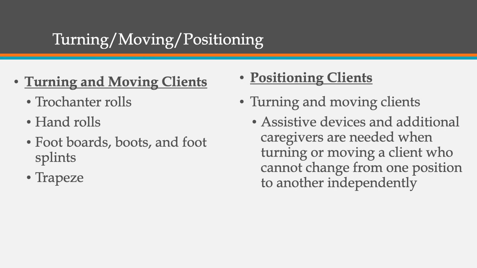Other positioning devices we used, trochanter rolls. These prevent the legs from turning outward. The trochanters are the bony protrusions at the head of the femur near the hips. Placing a positioning device at the trochanters helps to prevent the legs from rotating outward.